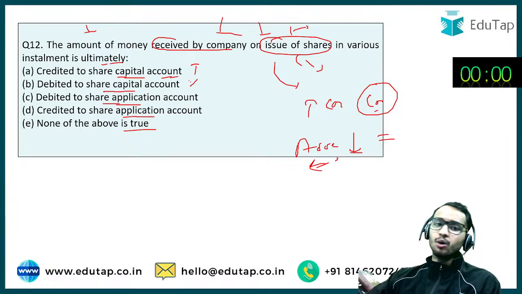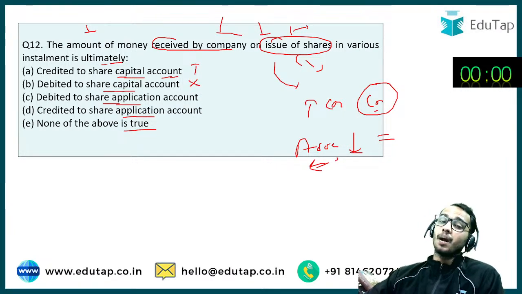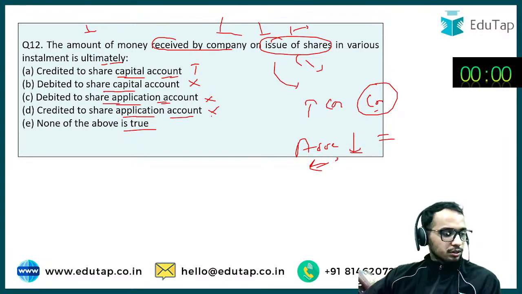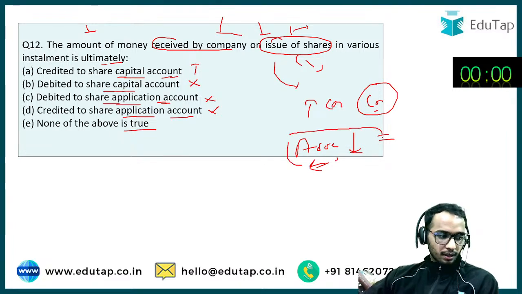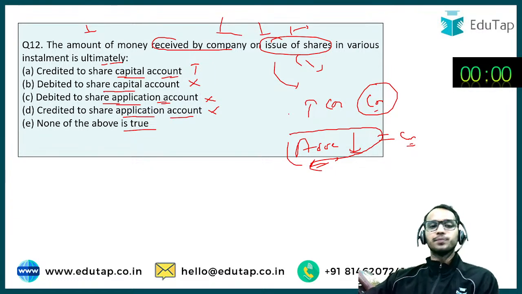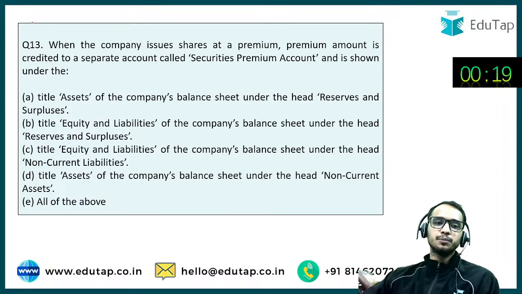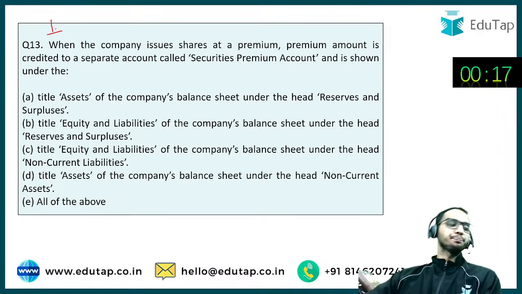Debited to share capital? No, it would not be the answer, obviously, because share capital is always credited when it is increased. Debited to share application? No, not at all. I have got the answer for this question as well. Yes, whenever an asset decreases, we credit it. That's really nice. So the answer for this question would be option A, and most of you are correct. Let's move to the 13th question of the day.